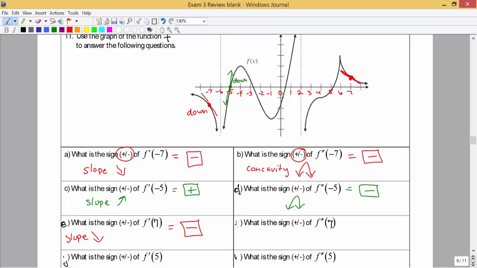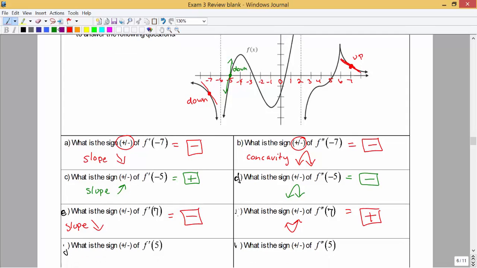Okay, the second derivative, if we put x equals positive 7 into the second derivative, that would tell us the concavity at that point. It looks like the graph is concave up at x equals positive 7. And we know that if the graph is concave up, then the second derivative will come back positive at that point.